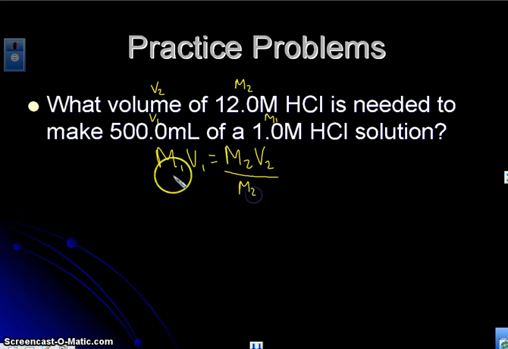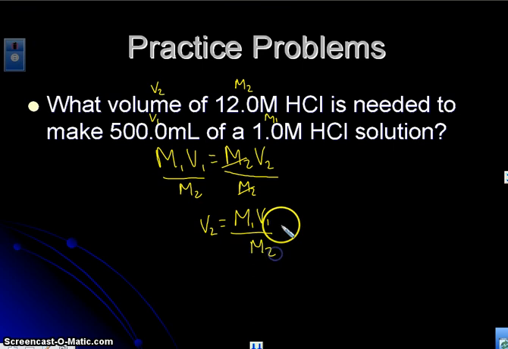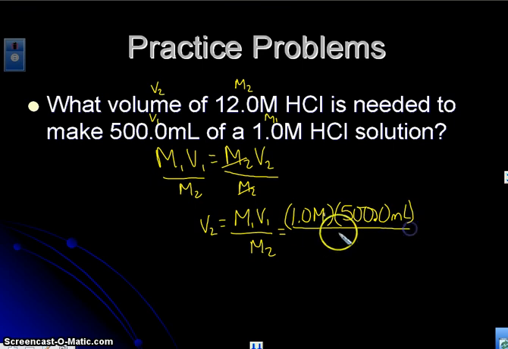We're going to divide both sides by M2, and you'll see that these will cancel out. And I'm going to just switch sides here. V2 equals M1 V1 divided by M2. Then I can plug in the numbers that I have already assigned to my variables. M1 we said was 1.0 molar, and V1 is 500 milliliters. And then I need to divide by M2, which is 12.0 molar.